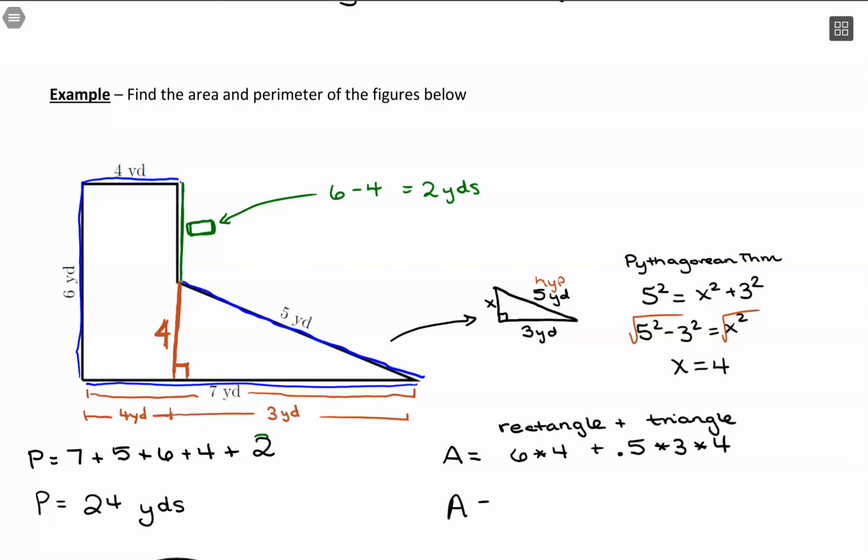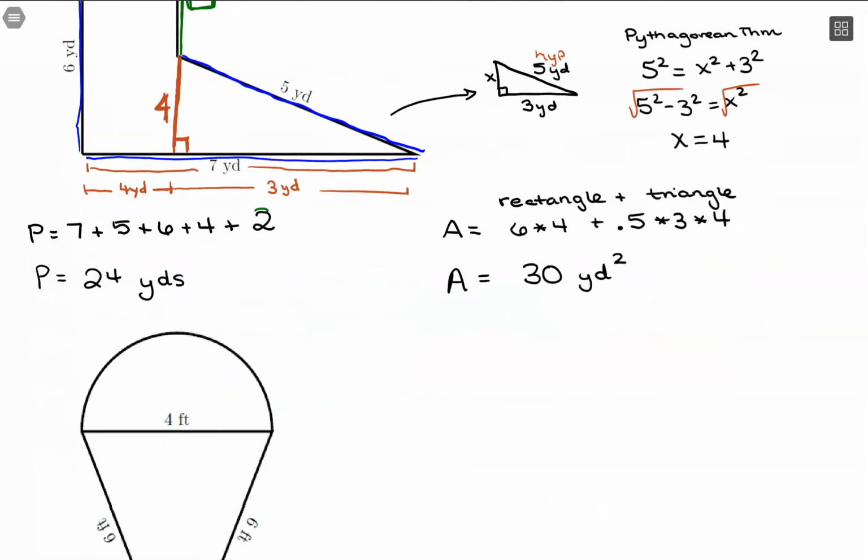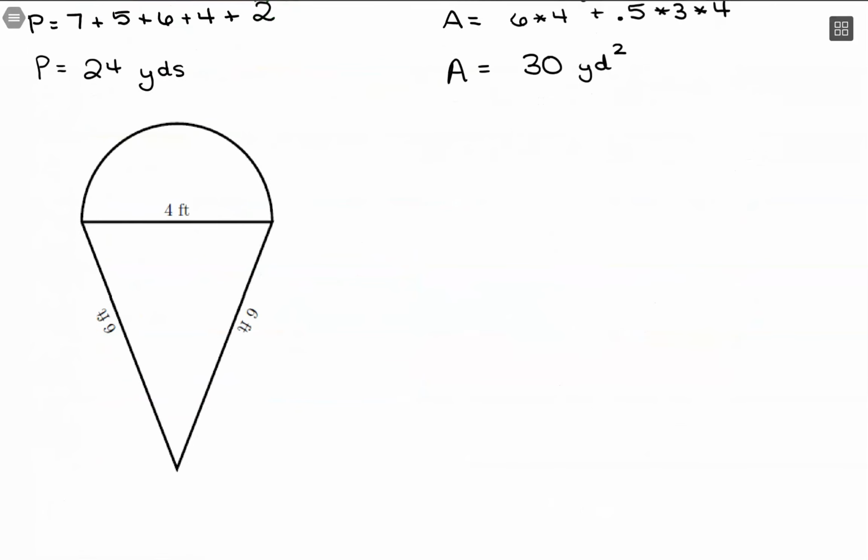And then we can just plug all that into the calculator, and that should be 30 yards squared. So it's just a matter of finding the pieces. You might need to bring in Pythagorean Theorem sometimes, but getting the missing pieces so you can calculate your perimeter and area. Let's look at one more with this ice cream cone here.